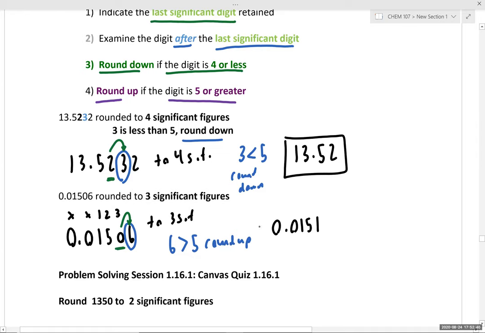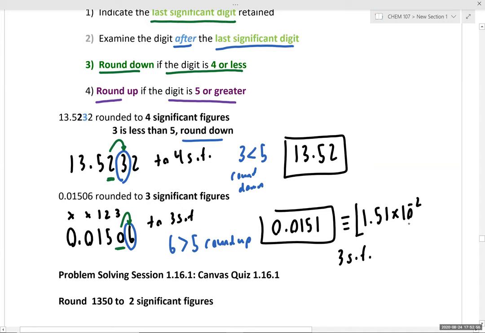0.0151, which is a little hard to notice at first, so I always like to write numbers in scientific notation, and this would give us 1.51 times 10 to the negative second. And we can very clearly see that these numbers have 3 sig figs. Do these examples make sense to everyone? So make sure you're counting your sig figs carefully.